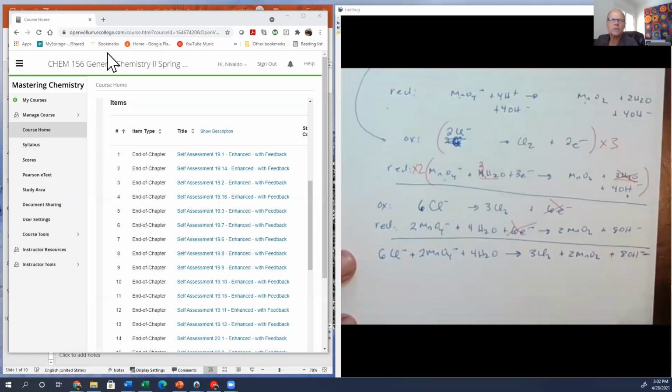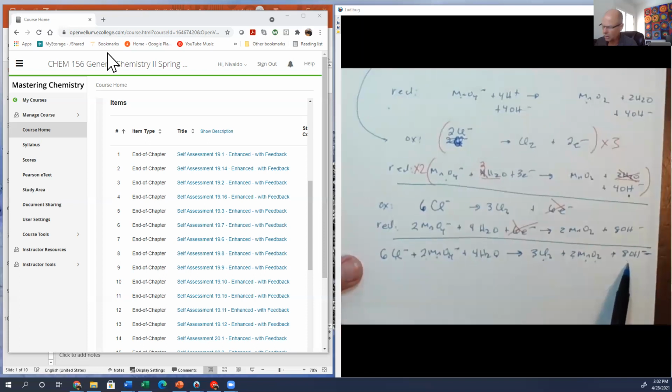Okay, so then you should always check these, right? So let's check masses first. 6 chlorines, 2 times 3 is 6 chlorine, so that's good. 2 manganese, that's good. 2 times 4 is 8, plus 4 oxygens is 12. On this side, I have 2 times 4 is 8, plus 8 is 12, right? And then hydrogens, I have 8 on this side, and I have 8 on that side. So we're all balanced with respect to mass.